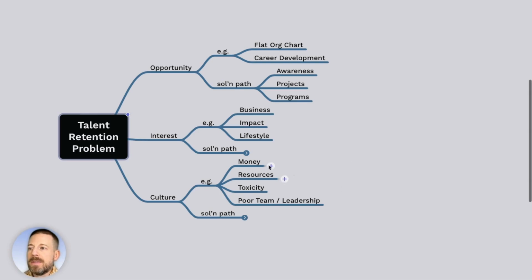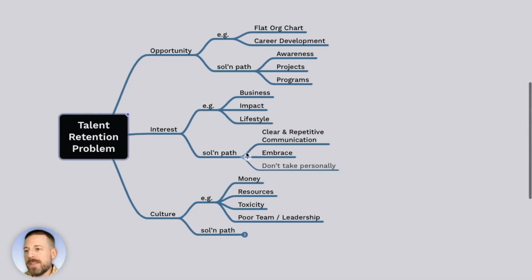Let's jump down to interest. How can we solve interest? Clear and repetitive communication is huge. It's huge in all three of these root causes, but when it comes to interest, that one's a little bit harder. So that's why clear and repetitive communication is so important here. You don't know when their interests change. You don't know what their interests are in a lot of cases, especially if you're not communicating and talking with them. So unless you understand those things and unless you actively listen and get that feedback, how are you going to share what your company is doing?